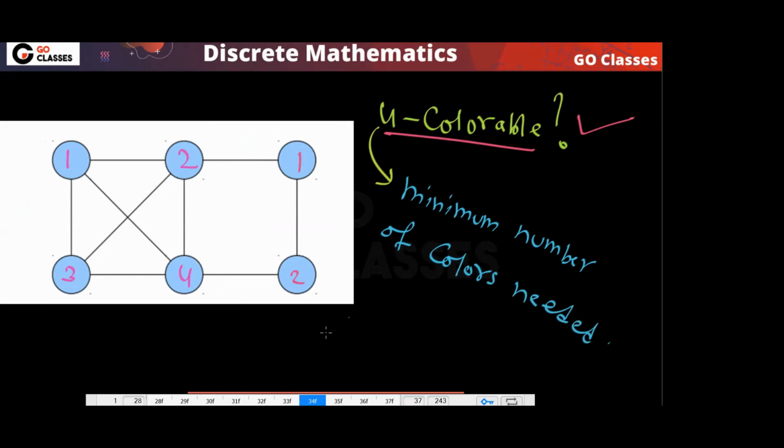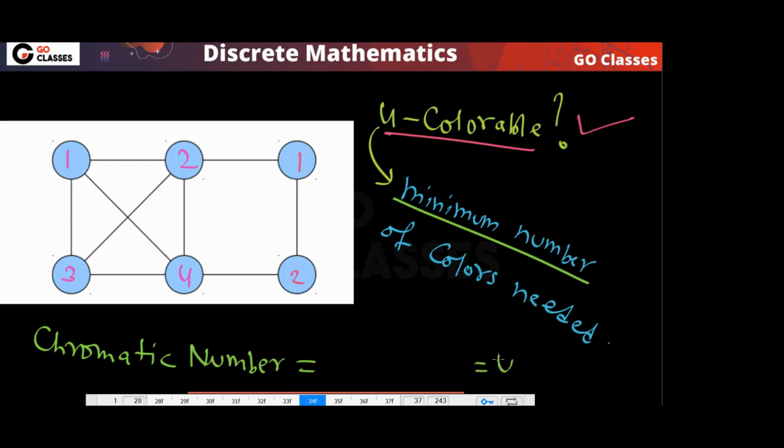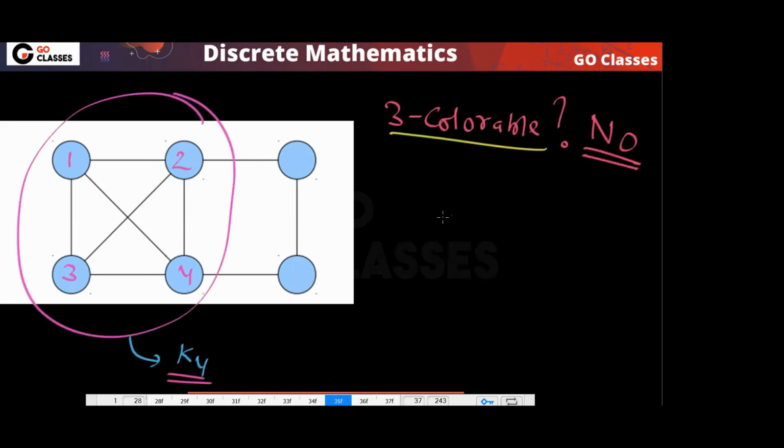Okay, so this 4 is basically called the chromatic number. Chromatic number means minimum how many colors you need. So this 4 is your chromatic number, and the symbol is zeta, or whatever. So what is the name of this symbol? The name of this symbol is zeta.